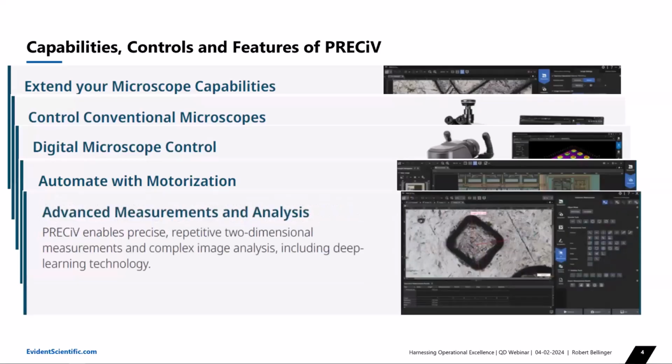It has a suite of advanced measurement tools that enable precise, repetitive two-dimensional measurements, doing complex image analysis. It even can have the add-in feature for complex analysis using our true AI or deep learning technology for measuring and detection of very hard to identify particles, patterns, or structures.